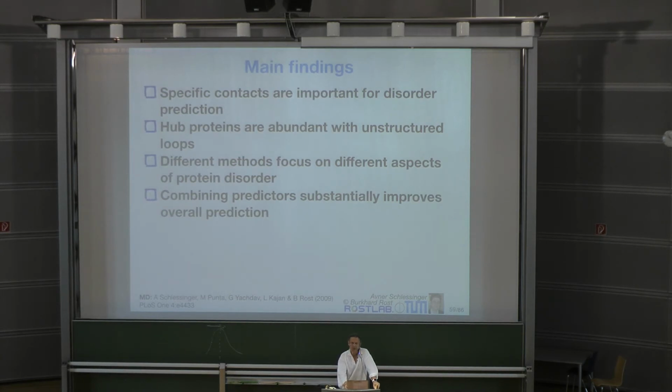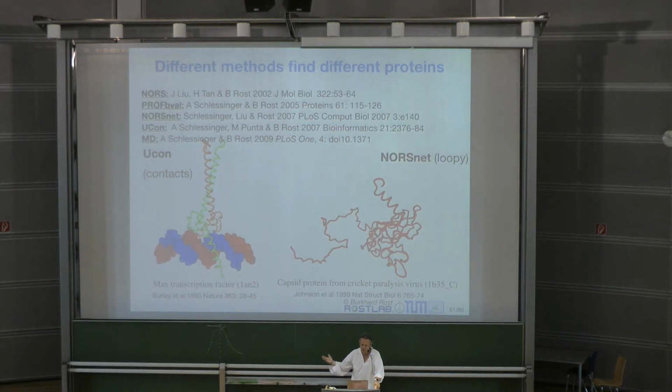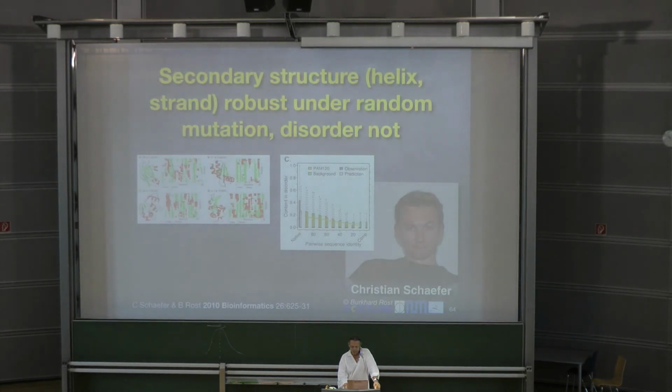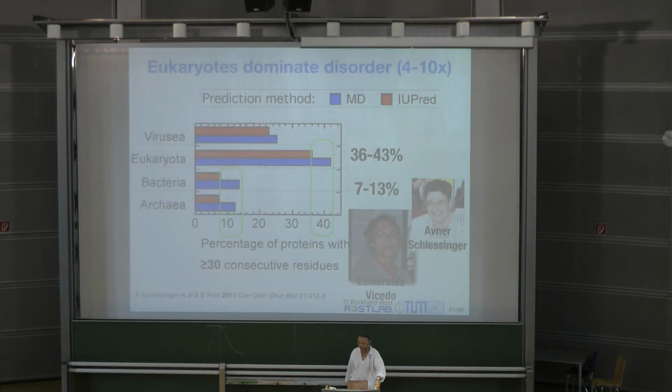The main finding is there are different types of disorder. Here are two extreme types of disorder that have two different functional reasons. I want to skip over that one and go to this finding.